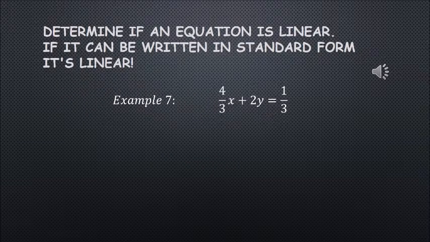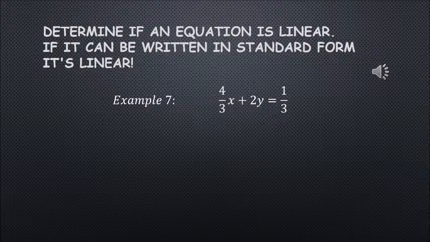Example 7. 4/3 x plus 2y equals 1/3. Another doozy of a problem. Everything looks good with this equation. It appears to be linear. It looks like it's written in standard form. However, we do have fractions. You cannot have fractions in an equation written in standard form.